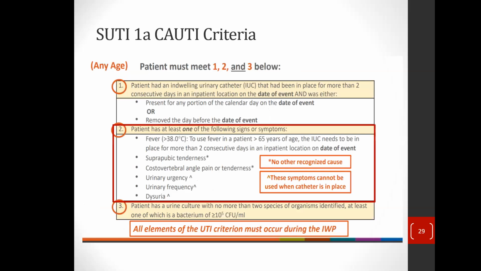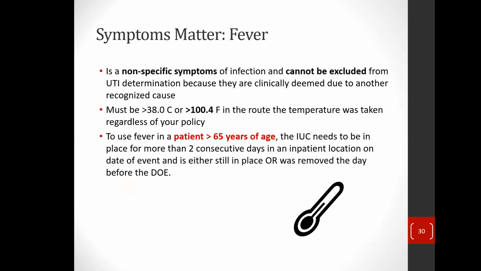Patient has at least one of the following signs or symptoms: fever, suprapubic tenderness, costovertebral angle pain and tenderness. And note that fever has no extra criteria there. Suprapubic tenderness and costovertebral angle pain and tenderness have an asterisk by them. And then the last 3, urgency, frequency, and dysuria, have that little caret by them. So those are critical to remember.